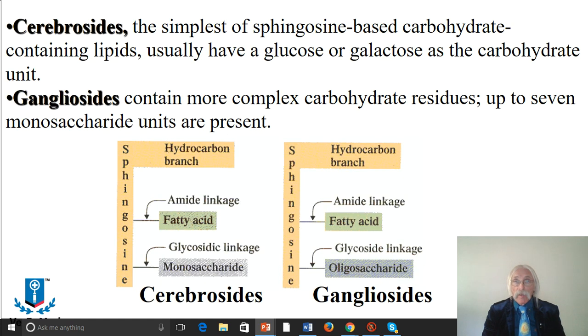So in order for you to understand what the enzymatic lesion is in the disease, you have to know a little bit about the substrate for that enzyme. So let's take a look here at these basic structures for a few minutes, if you will.